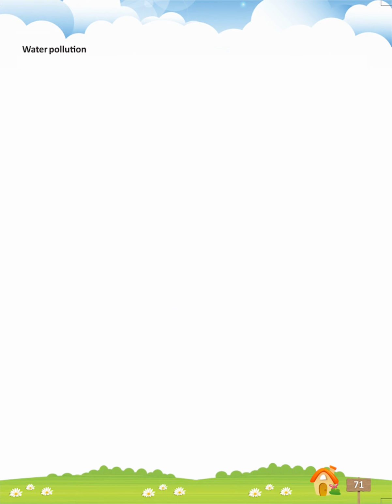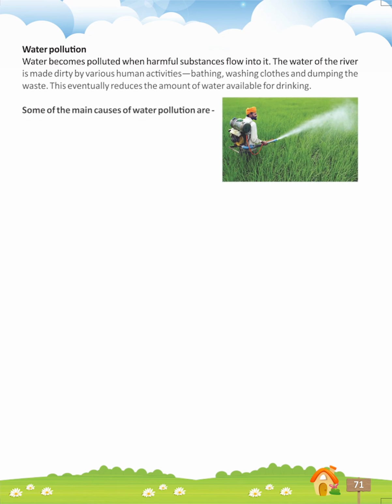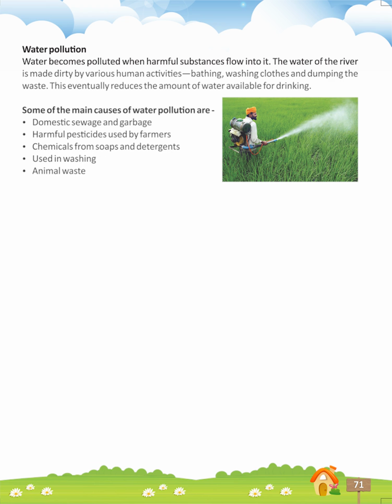Water pollution. Water becomes polluted when harmful substances flow into it. The water of the river is made dirty by various human activities: bathing, washing clothes and dumping the waste. This eventually reduces the amount of water available for drinking. Some of the main causes of water pollution are domestic sewage and garbage, harmful pesticides used by farmers, chemicals from soaps and detergents used in washing, and animal waste.